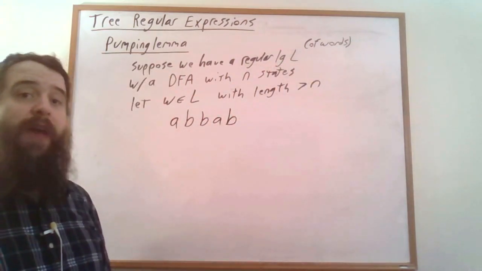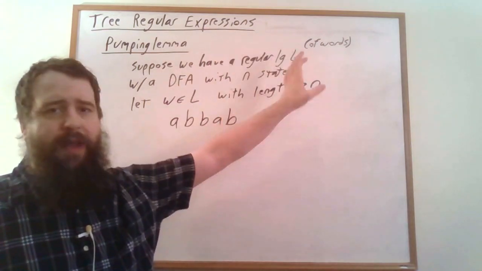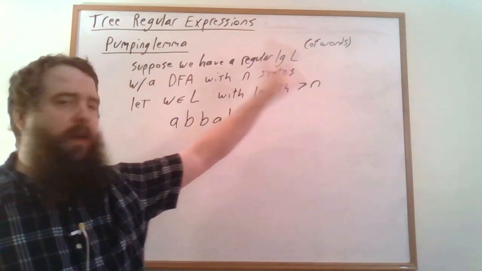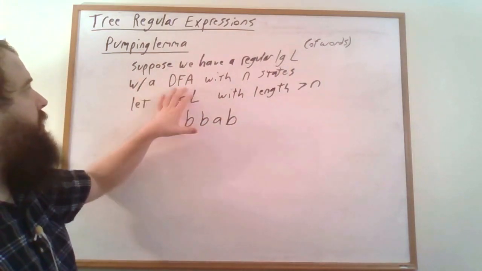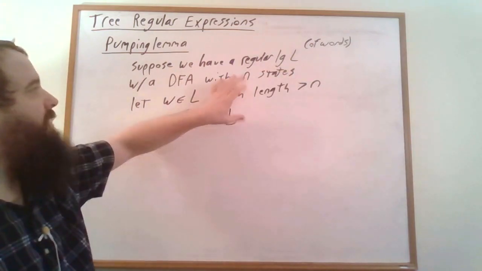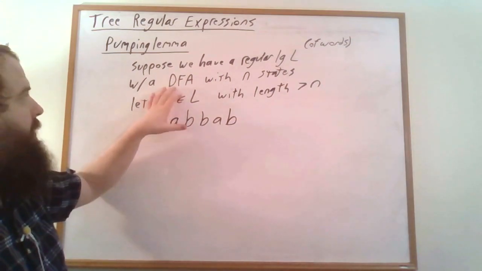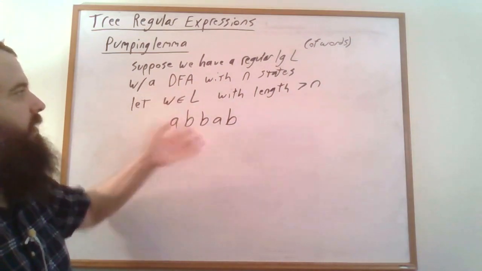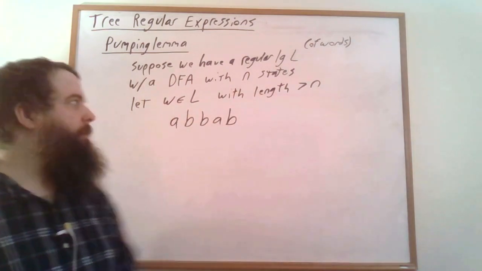So suppose that we have some sort of regular language L, and here I'm just talking about ordinary regular languages of words. We're not thinking about trees just yet. And there's some sort of deterministic finite state automaton that recognizes this language that has n states. Then suppose that we have a word that's accepted by the automaton, some sort of word in the language that has more than n characters in it.